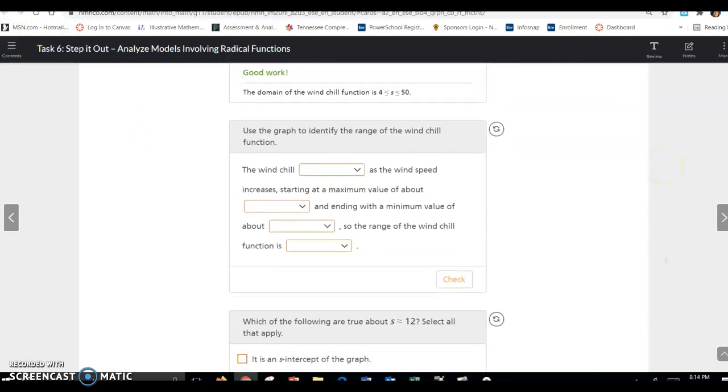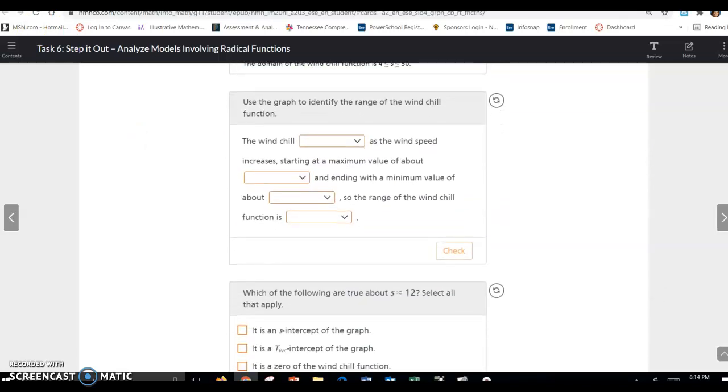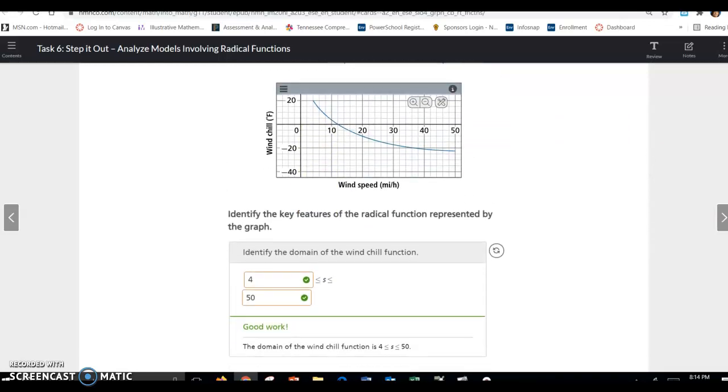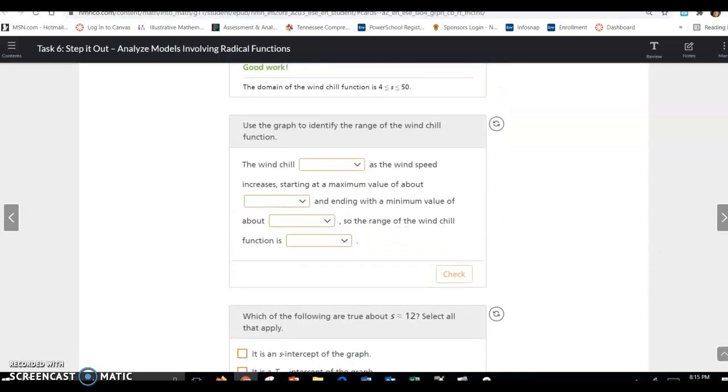All right, use the graph to identify the range of the wind chill function. The range, remember, is your y values. We can see that it goes from 20 down past negative 20. Here's negative 20 and negative 40, so this would be negative 30, and this would be negative 25, halfway between negative 20 and negative 30.